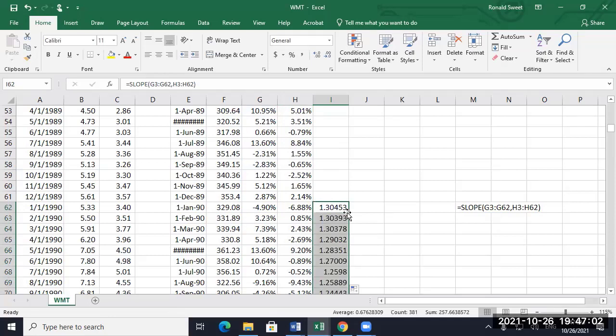So we'll copy that down. So Walmart has a beta of 1.3. That's not what we're expecting. But in 1989, what do you think about Walmart in 89? That was what, 20 years before you were born?